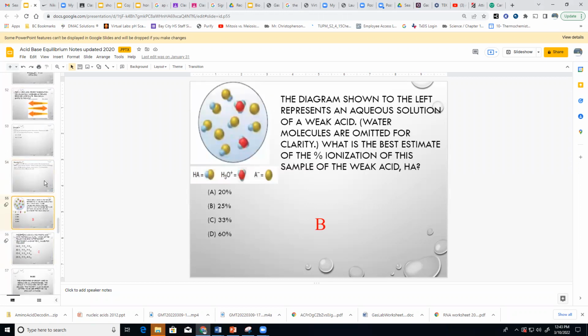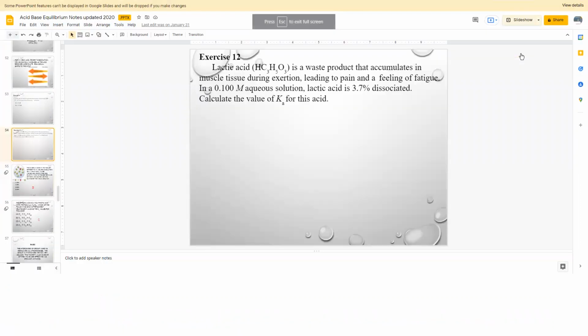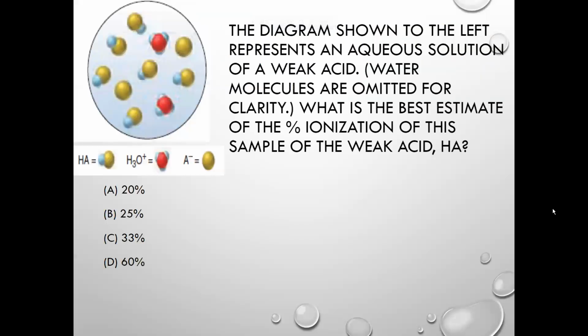Oh, we can start right here, maybe. All right. So you don't have this slide. It's just a little question. All right. So this is a diagram, and this might be something you would see on a multiple choice question. And it's asking, what is the percent ionization of that weak acid? So percent ionization was one of the things that we covered on the video.